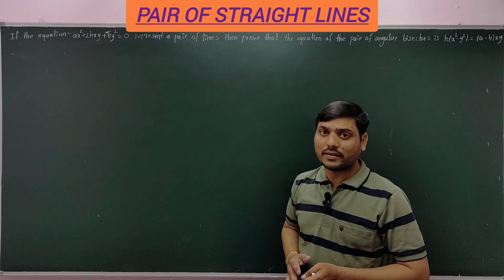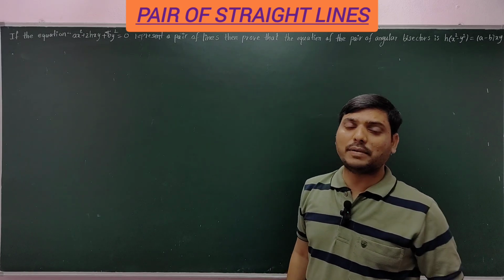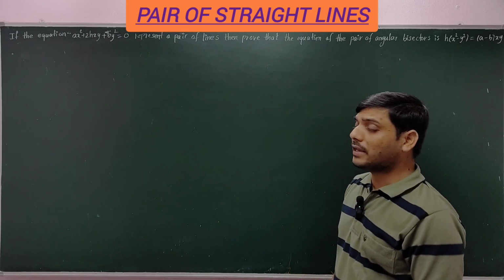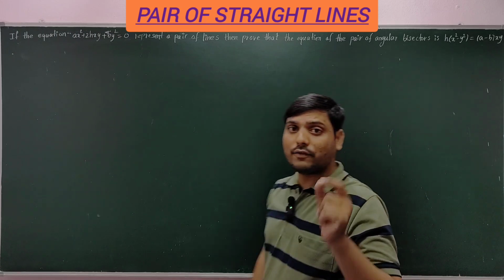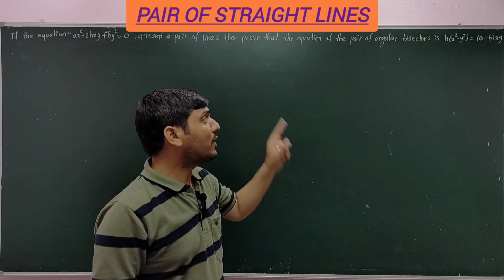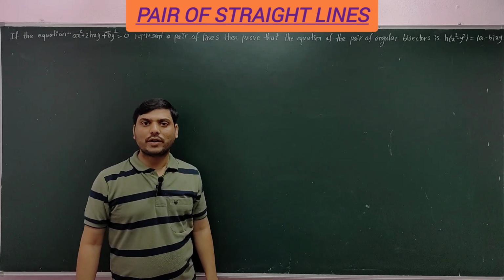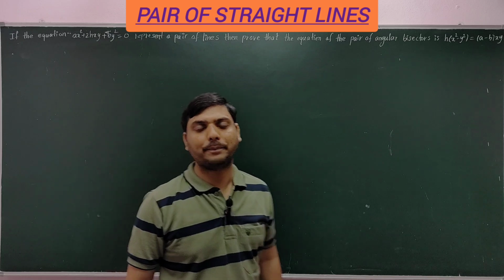The concept is: if the equation ax square plus 2hxy plus by square equals 0 represents a pair of straight lines, then prove that the equation of the pair of angular bisectors is h of x square minus y square equals a minus b into xy.